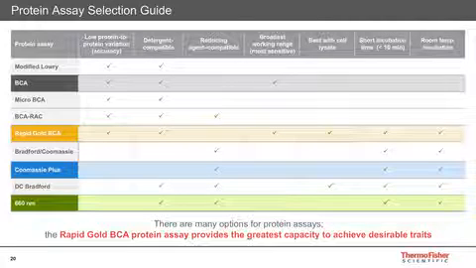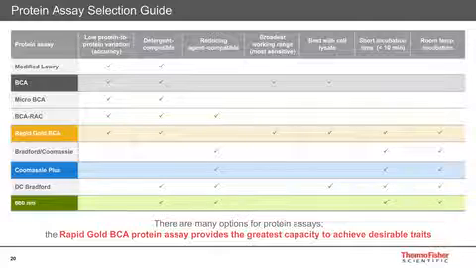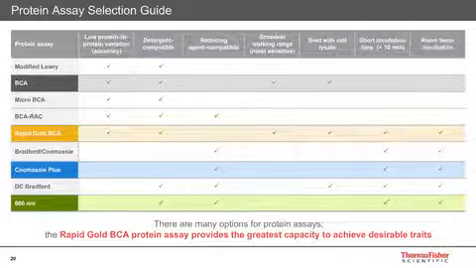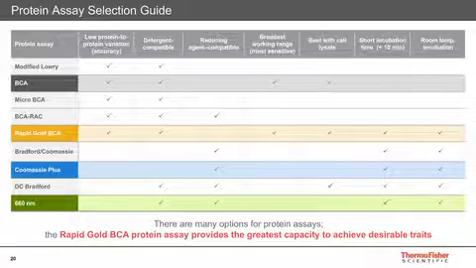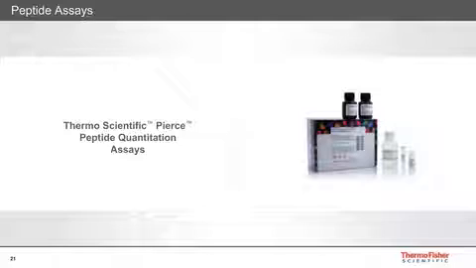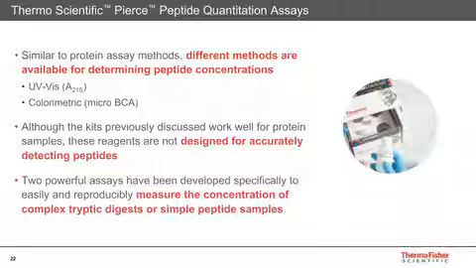So in summary, as you can see, we cannot get all the requirements from one assay. But what we can get is the best assay that satisfies most of the requirements. Our new Rapid Gold BCA, highlighted in gold, comes closest to being the most perfect protein assay. To our knowledge, other than the fact that it cannot be used with reducing agents, it meets all the requirements that are required from a good protein assay.